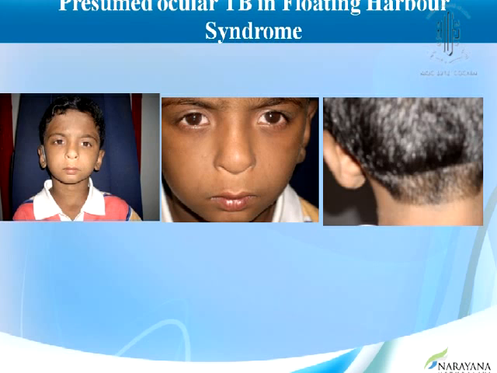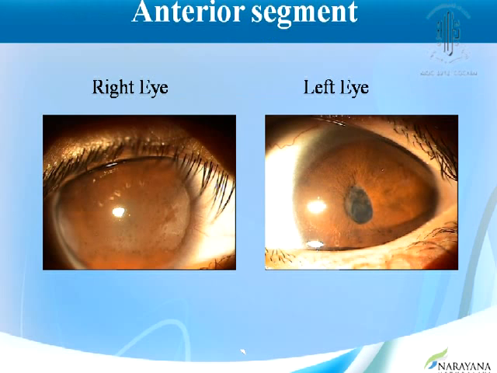Yet another case is a case of presumed ocular tuberculosis with Floating-Harbor syndrome. The child had a flat tip of nose, low posterior hairline, and anterior rotation of the ears, has a band-shaped keratopathy and a complicated cataract in the left eye.